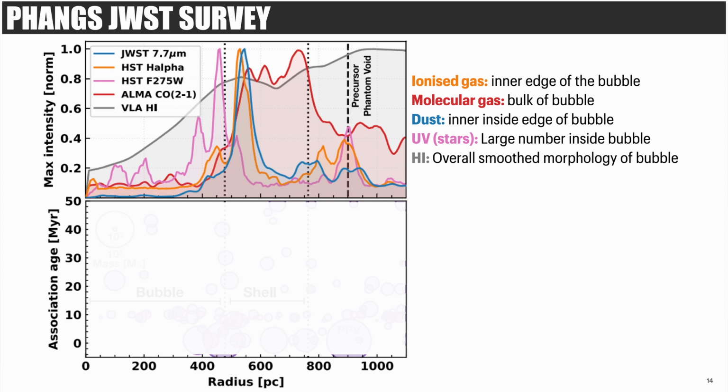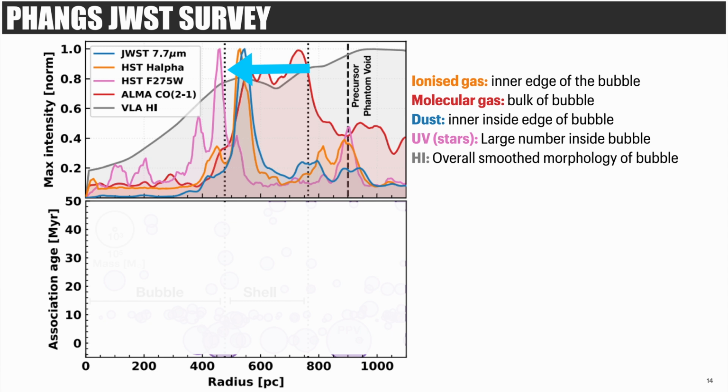And we're really seeing that the entire bubble is traced quite well with the molecular gas, and we can see how that peaks there in the red curve. We can see that the ionized gas and the dust really start to peak on the inner side of the bubble's edge. And as well with the UV, we can see the UV is slightly on the inner edge of the bubble.